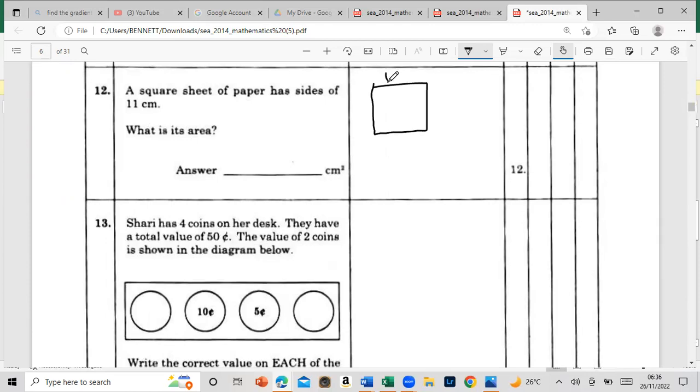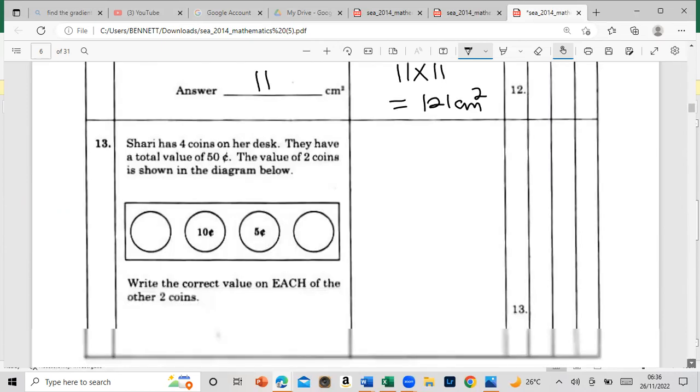We know that a square has all 4 sides equal, so it would be 11 times 11, which works out to 121 centimeters square. Because notice it's area, so the unit, oh, they put it there already. Very nice, Trinidad. So the students don't have to put the unit because it's already there.